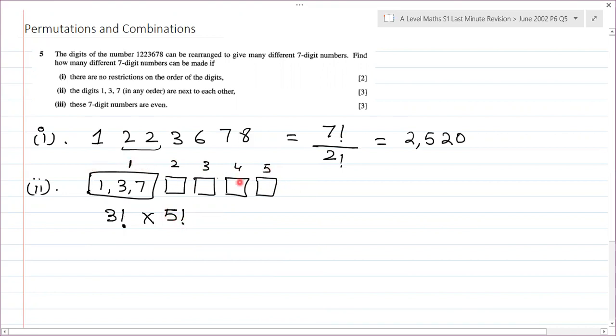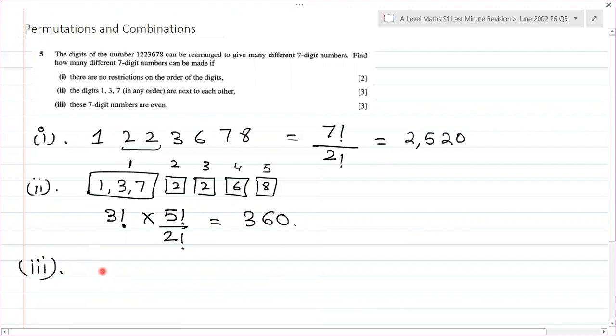Now we see if there are any digits remaining that are repeating. So that's 2, 2. 1, 3, 7 we have used, so the remaining are 2, 2, 6, 8. Out of these, 2 and 2 is repeating. So that's divided by 2 factorial. So that's 3 factorial into 5 factorial divided by 2 factorial. So that should give you 360.